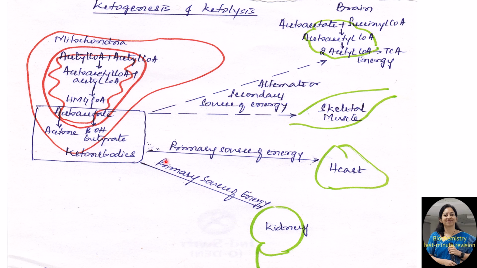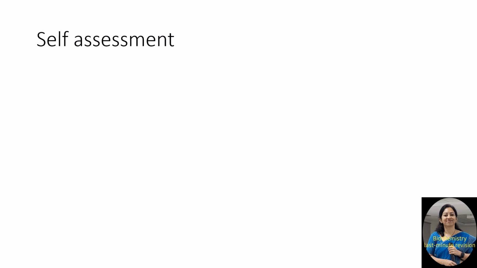One more point I stress, which you need to remember, is that ketogenesis occurs in the liver, whereas ketolysis occurs in all the peripheral tissues except the liver because of deficiency of thiophorase. Okay, so that was all about metabolism of ketone bodies.